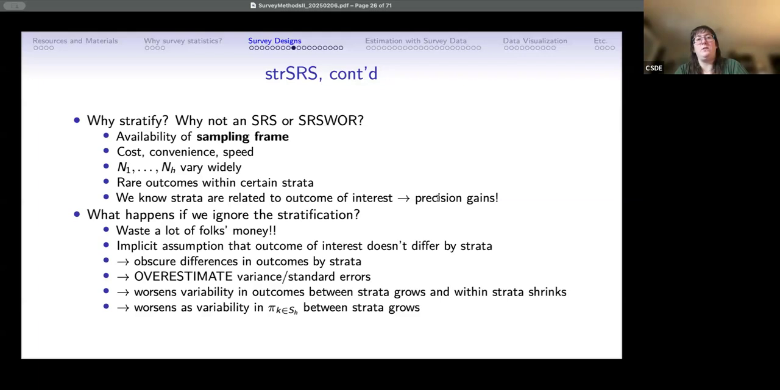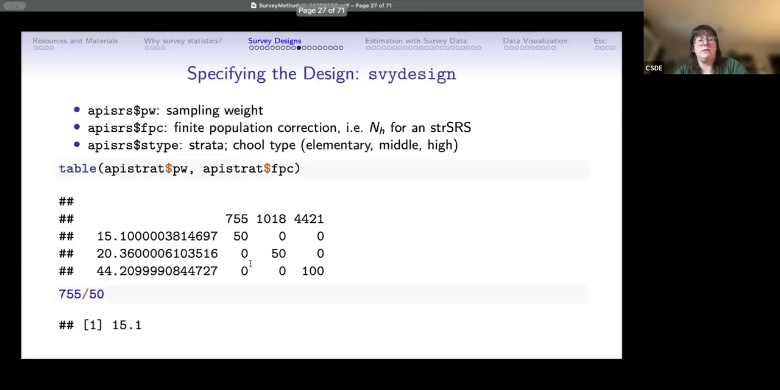So if you have very different proportions of each strata being sampled and you don't account for this in your analysis, you're going to worsen some of the bias that we get in obscuring differences across strata, and the overestimation of variances or standard errors.